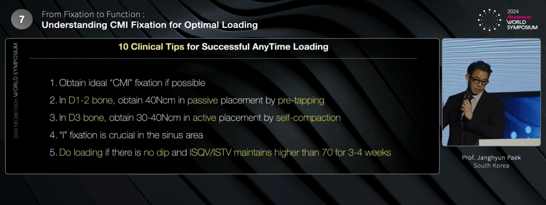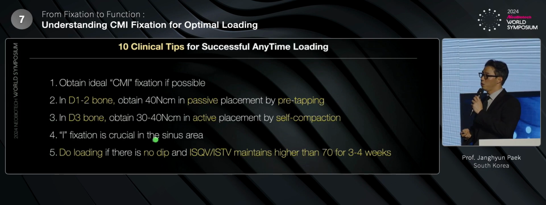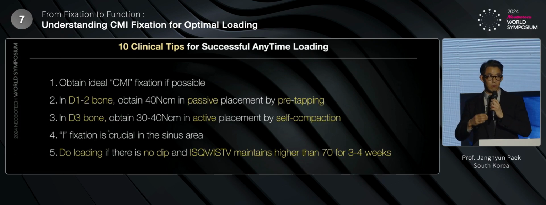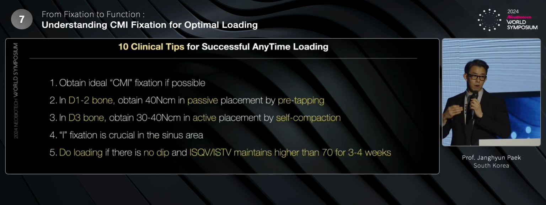Lastly, 10 clinical tips to succeed in anytime loading. In D1 or D2 bone, which is very hard, we have to obtain 40 Newton centimeters passively by pre-tapping. And in D3 or D4 bone, we have to obtain 30 to 40 Newton centimeters by actively placing our implants with self-compaction. And do loading if there's no dip and the ISQ value stays higher than 70 for 3 to 4 weeks.